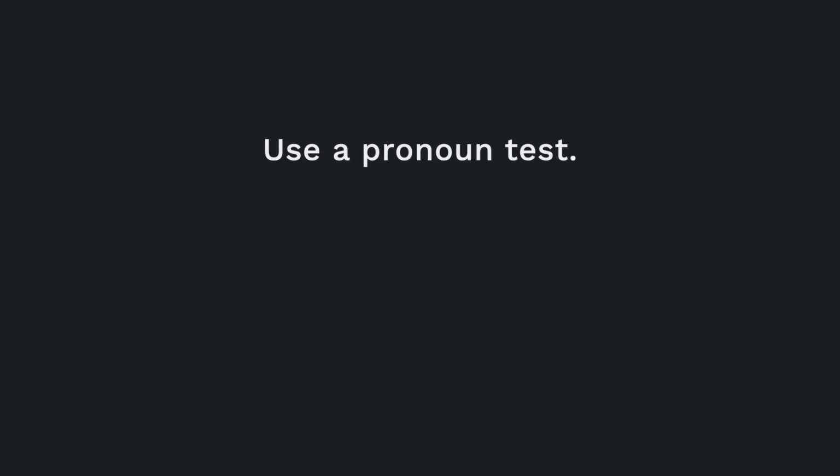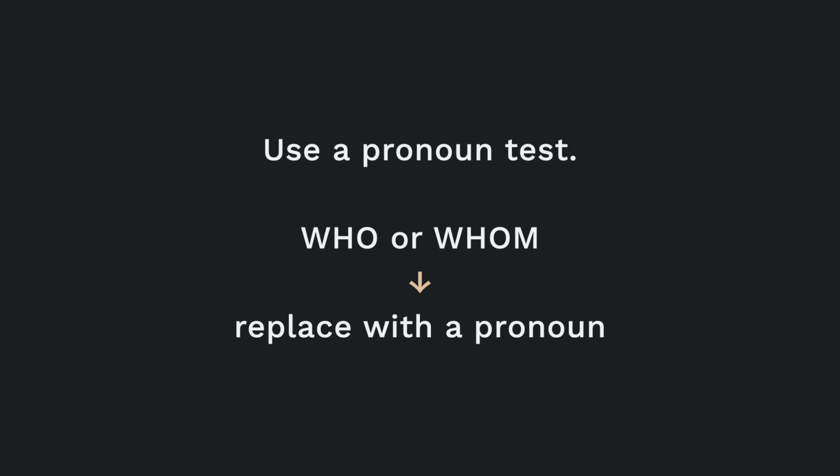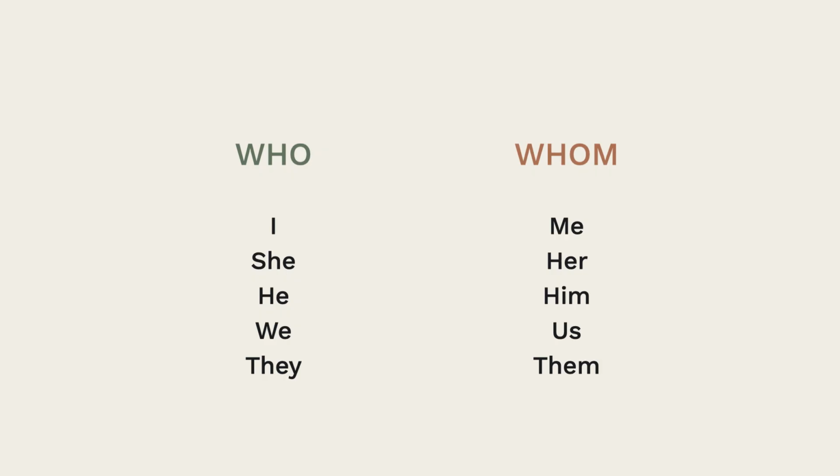If you're struggling with the distinction, you can use a simple test. Try replacing who or whom in the answer with the pronoun. If the pronoun replacing who or whom in the answer would be a subject pronoun, I, she, he, we, or they, who is usually right. If it would be an object pronoun, me, her, him, us, or them, whom is usually right.